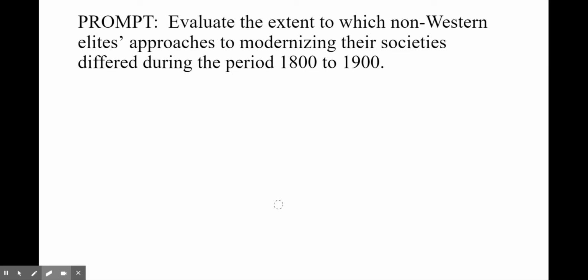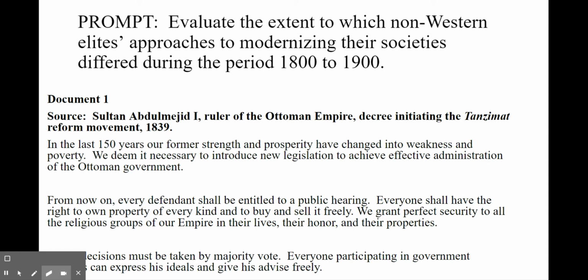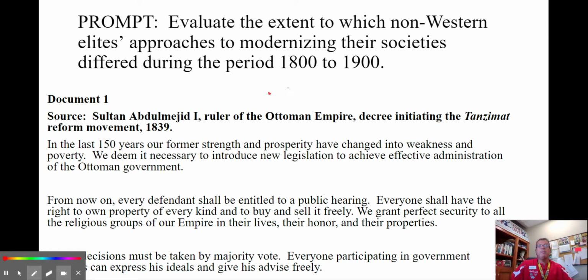So we need to understand the prompt, which hopefully we do. And then we've got the document. There's document one. And again, I don't want to read these documents in front of you because you've already read these, but document one is for it. I'm going to just put our little emoji up here. His approach is to create a reform movement that is much like the West. His enlightenment moment: entitled to public hearings. Religious groups have security, that is to say freedom of religion, buy and sell freely, own property rights. So again, he's trying to act like the West.